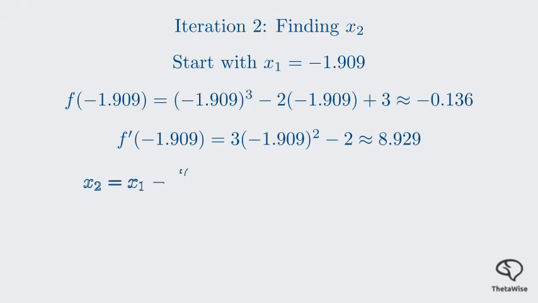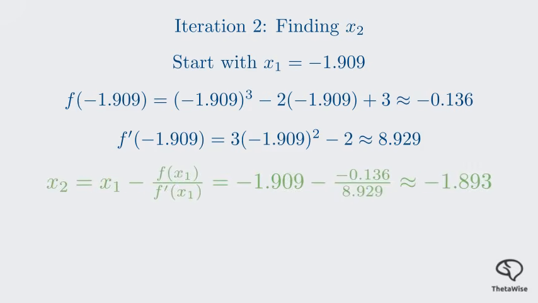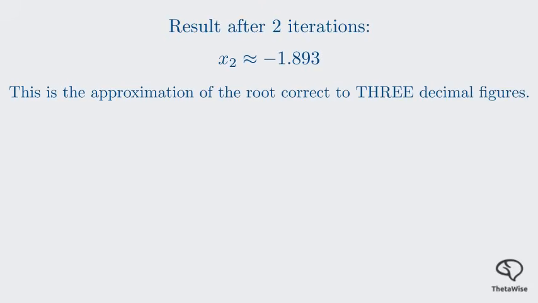Substituting these into the formula, we get x sub 2 equals negative 1.909 minus negative 0.136 divided by 8.929. The double negative becomes a positive, so we are adding a small number. The result is approximately negative 1.893. Let's conclude this scene by summarizing our result. After 2 iterations of Newton's method, our better approximation of the root is negative 1.893. This is our final answer for this problem.